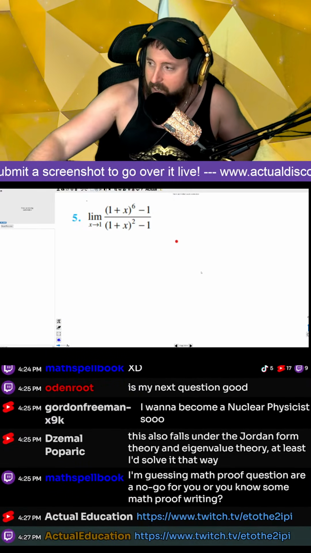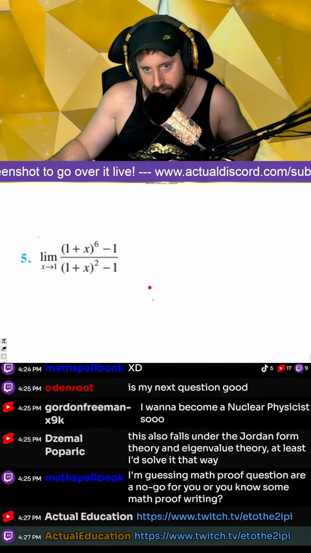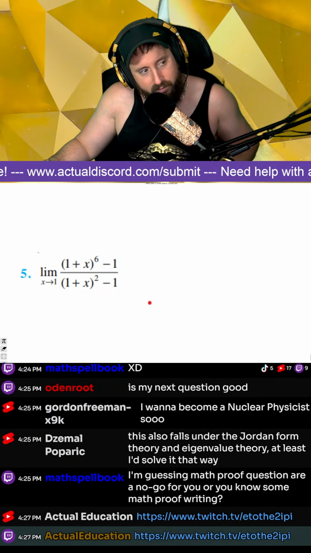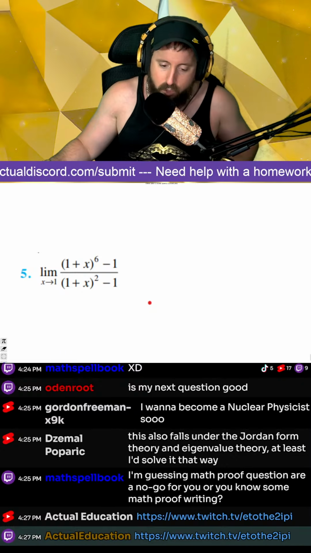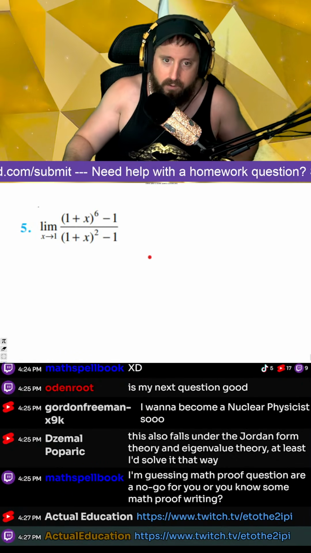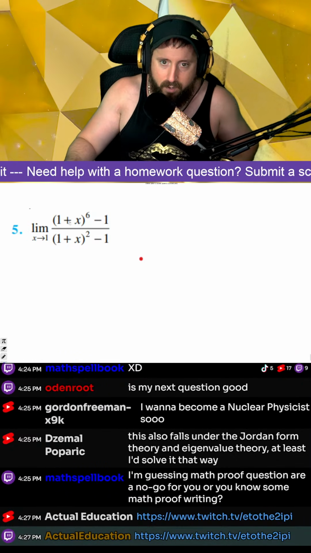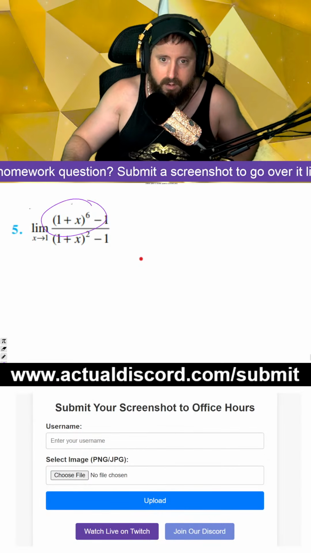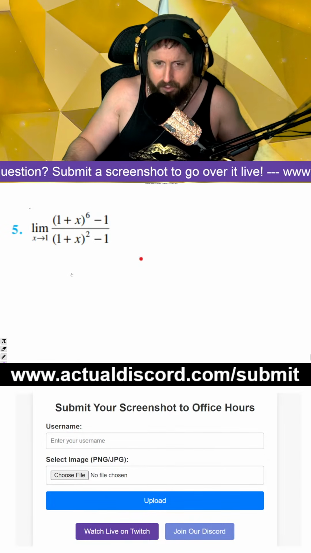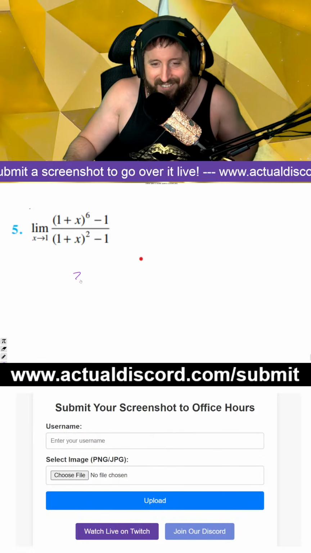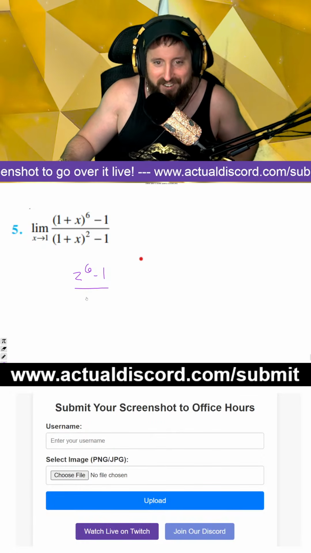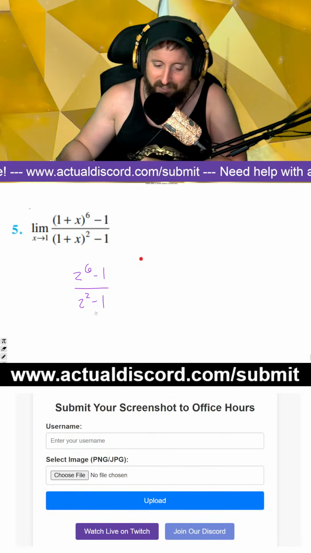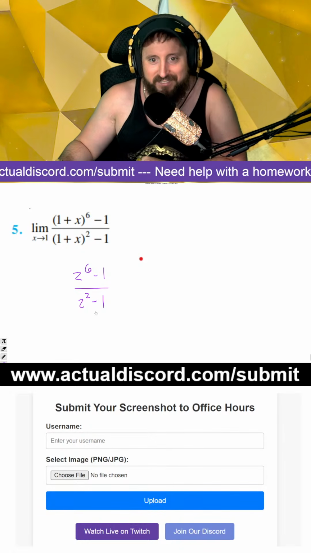Okay, let's try to do this one. I like this one. This one's great, I think. So whenever you see limits, the first thing you want to do is try to plug in the limit and see what happens. So if I plug in 1 for x, let's see what you get. I think this one is actually just solvable, no? That's 2 to the 6 minus 1 over 2 to the 2nd minus 1. Okay, well, this is actually a really easy question then, no?